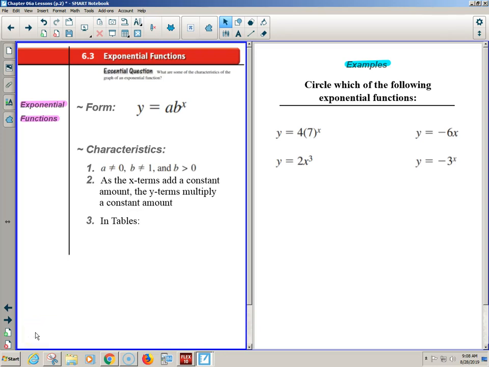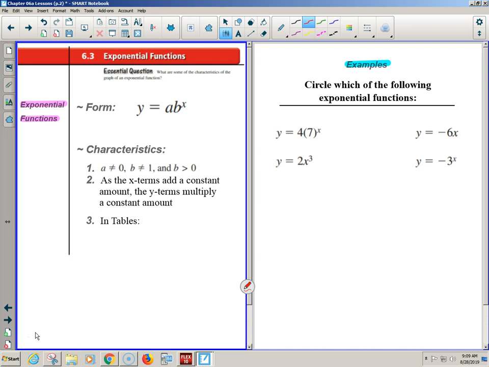In the word exponential? Exponent. Yeah, an exponent. Well, we just talked about exponents a lot, like a lot, in section 6.1 and 6.2. Now, I mentioned a second ago that this form can get really confusing because this form has A's and B's instead of numbers. So let's come over here and see what you guys circled, and we'll see if you got it right.